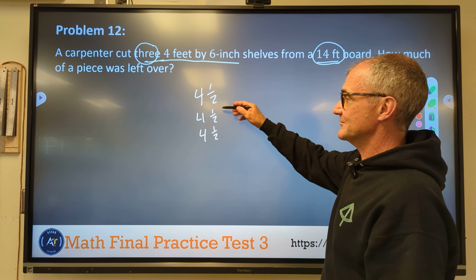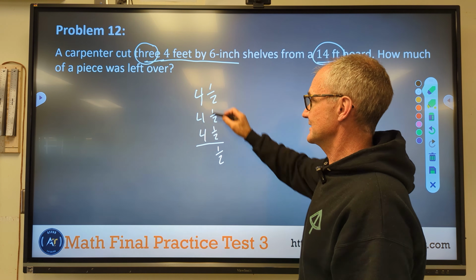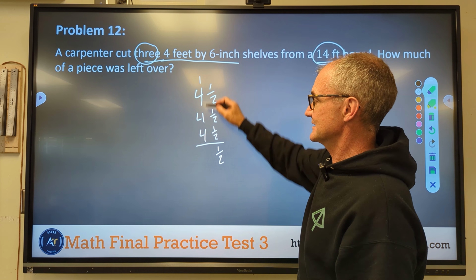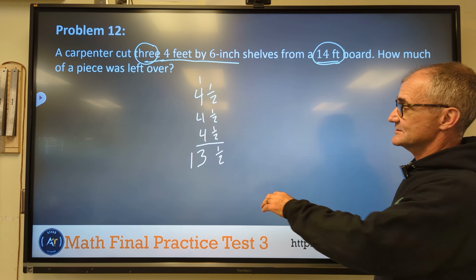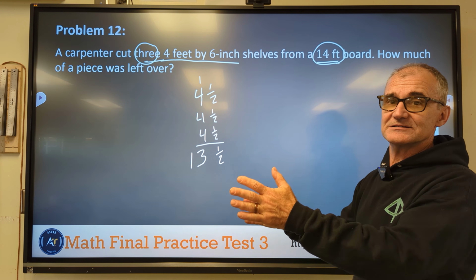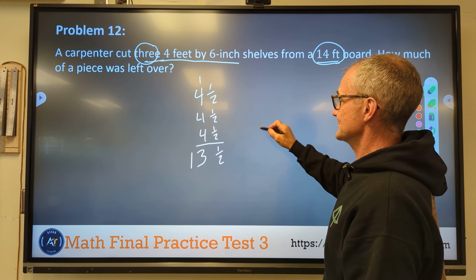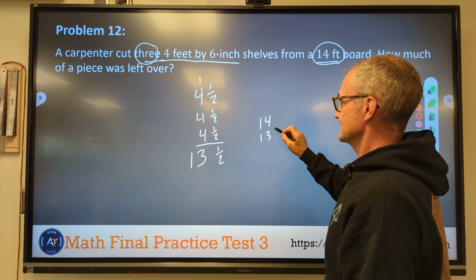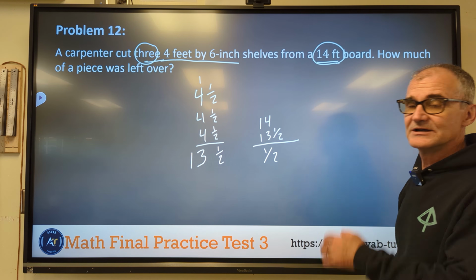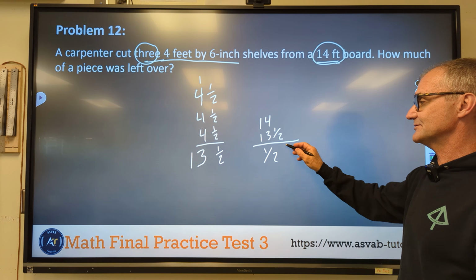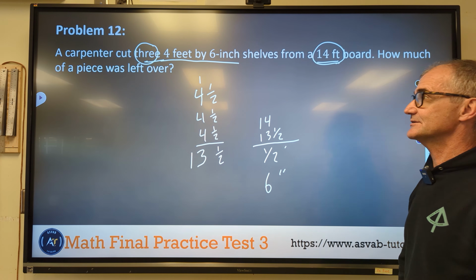So I'm going to take a half plus a half plus a half, 1.5. So I'm going to carry that 1 up here, and that's going to give me 13 1/2 feet. We're assuming, of course, that the blade doesn't create any sawdust and no wood is removed. 13.5 from 14 is going to leave me with a half foot left over. So the correct answer is 1/2 of a foot, or 6 inches left over.